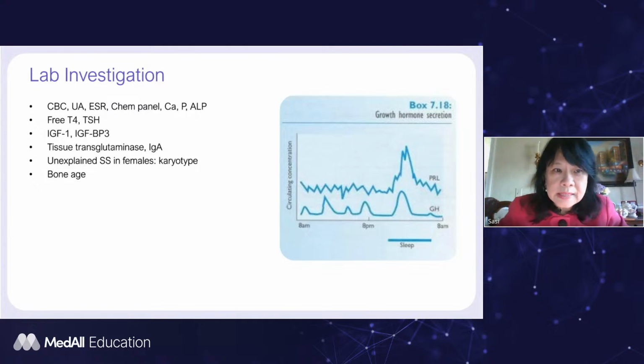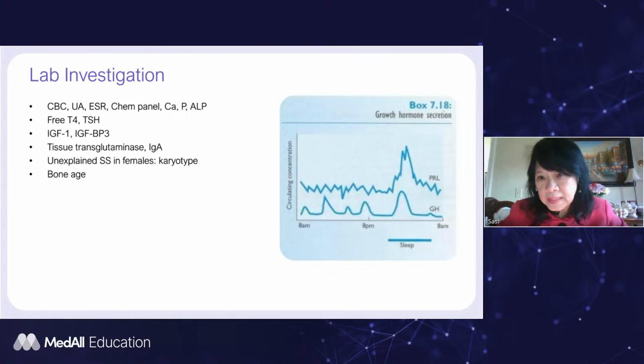To screen for celiac disease, we do tissue transglutaminase with IgA. And in girls with unexplained short stature, we need to do a karyotype to rule out Turner syndrome. And a bone age X-ray of the left hand will also help assess skeletal maturation.